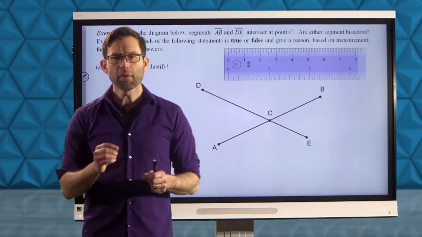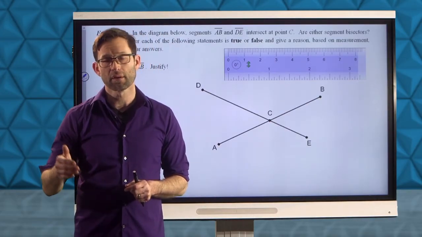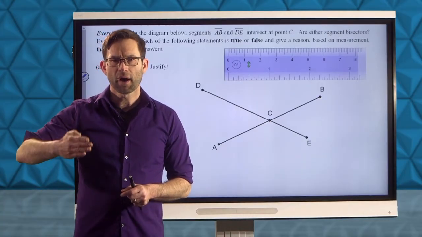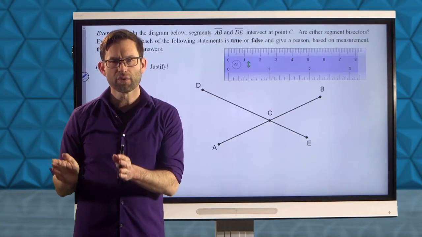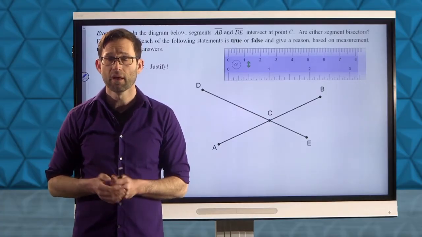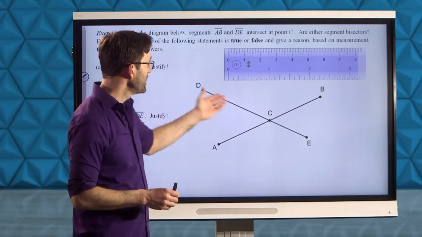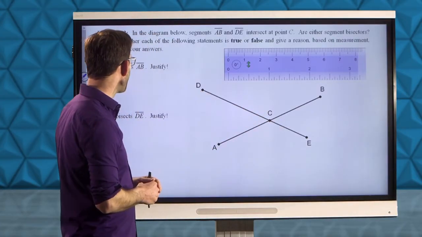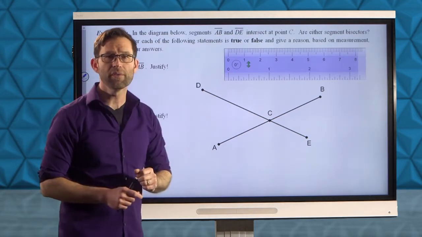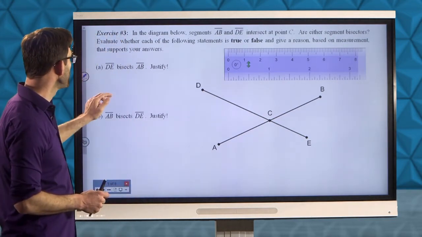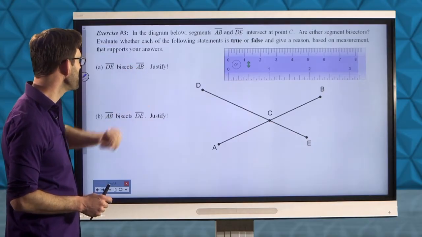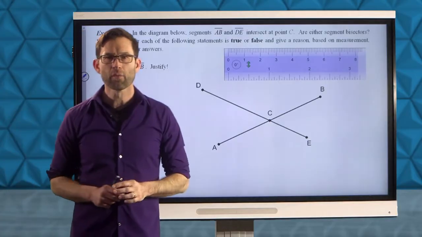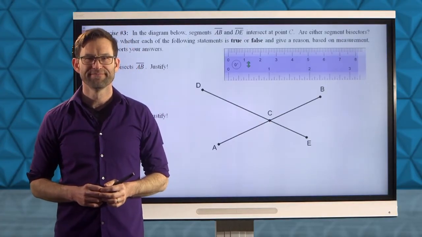So remember that a segment bisector has to be another segment, a line, or a ray. It's a straight object. And a segment bisector has to cut another segment in half. Okay, so the real question in this picture is, is DE cutting AB in half? Is AB cutting DE in half? So we want to rank both of these statements in A and B as true or false. DE bisects AB, AB bisects DE. Justify. Take that ruler and see what you can find.